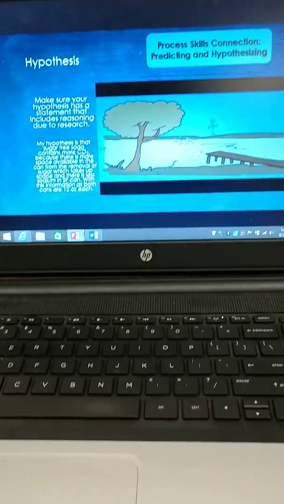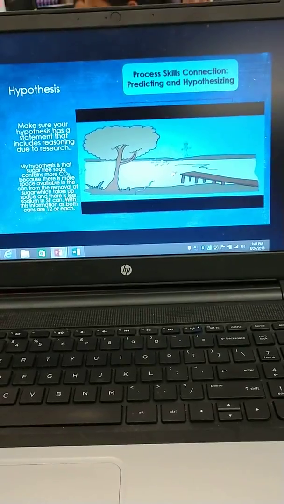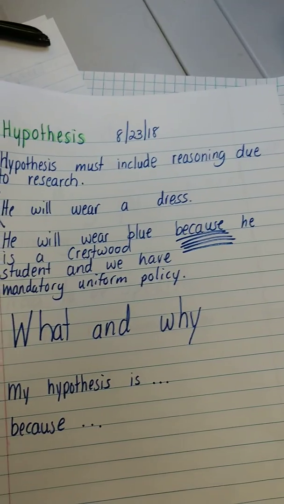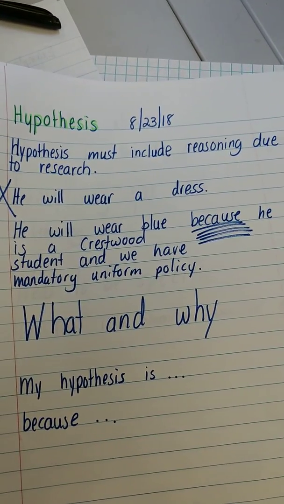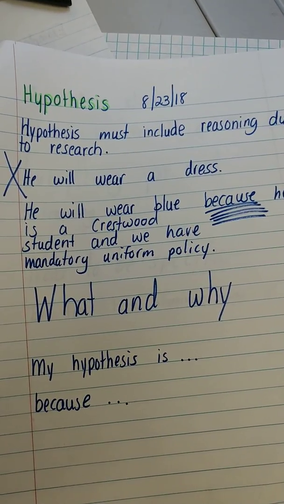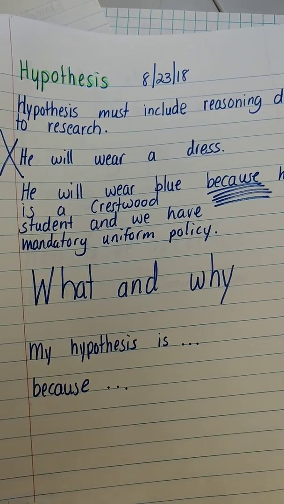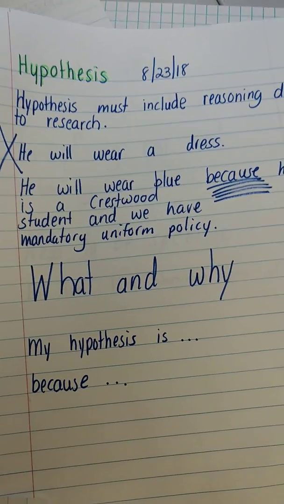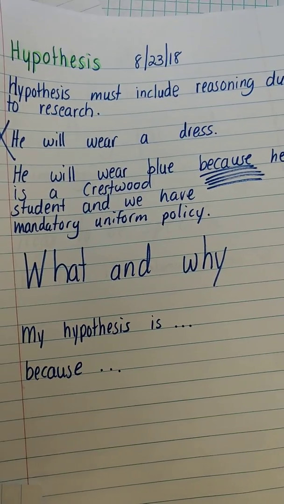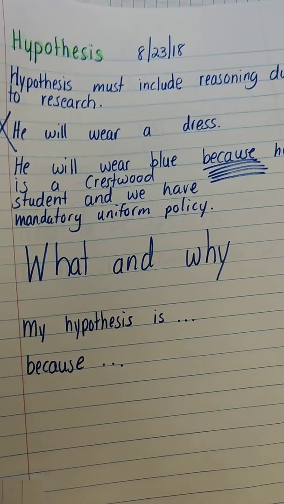All right. Hypothesis. A hypothesis must have a what and a why. So here are our notes from my hypothesis. Your hypothesis must include reasoning due to research. So we have a non-example, and that's why there's a big X. So if I were to say that my friend Daniel is going to wear a dress tomorrow, that is not based on research. I've never seen Daniel wear a dress. He's never made an interest in wearing a dress, and that's not part of our dress code.